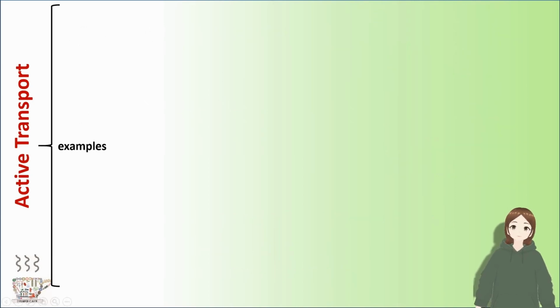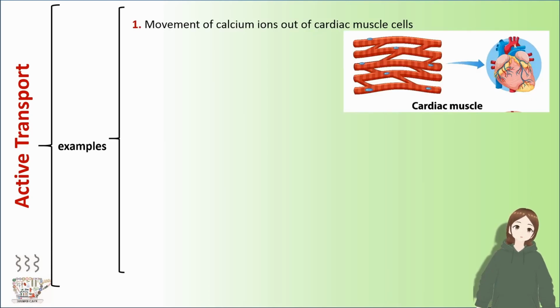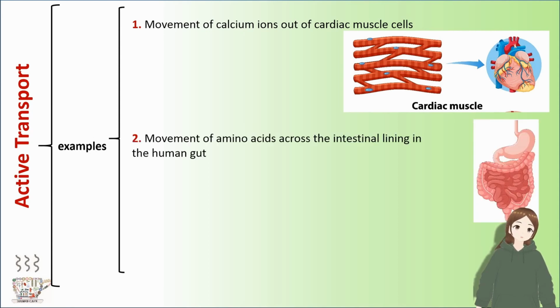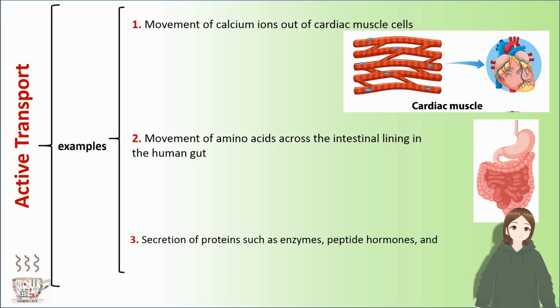Some examples of active transport are movement of calcium ions out of cardiac muscle cells, movement of amino acids across the intestinal lining in the human gut, and secretion of proteins such as enzymes, peptides, hormones, and antibodies from different cells.